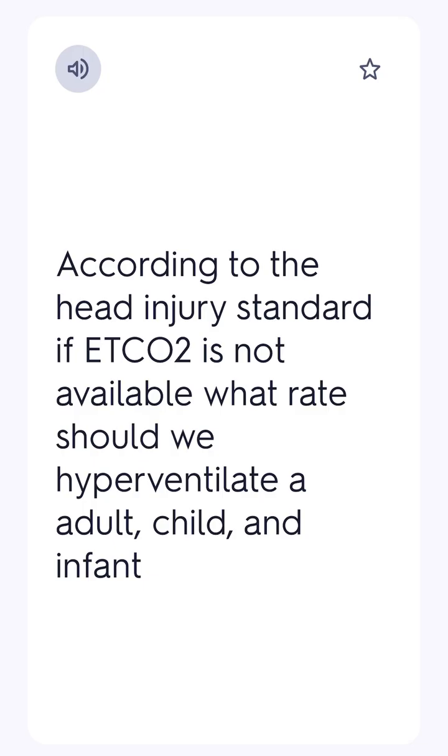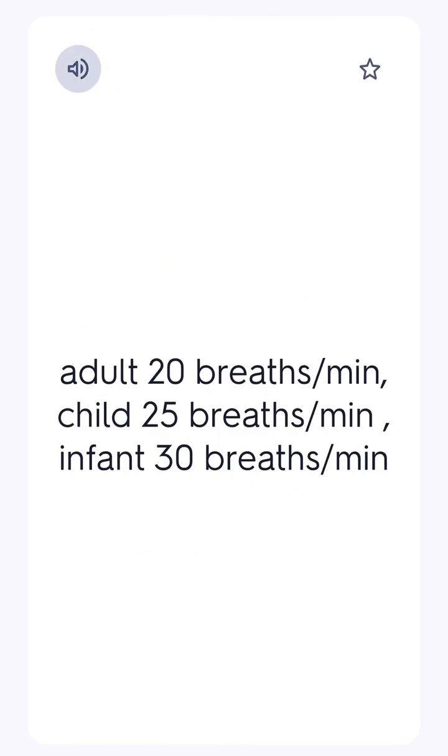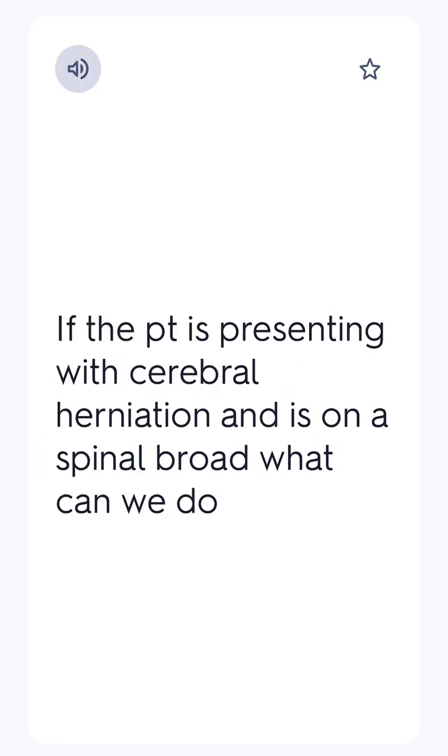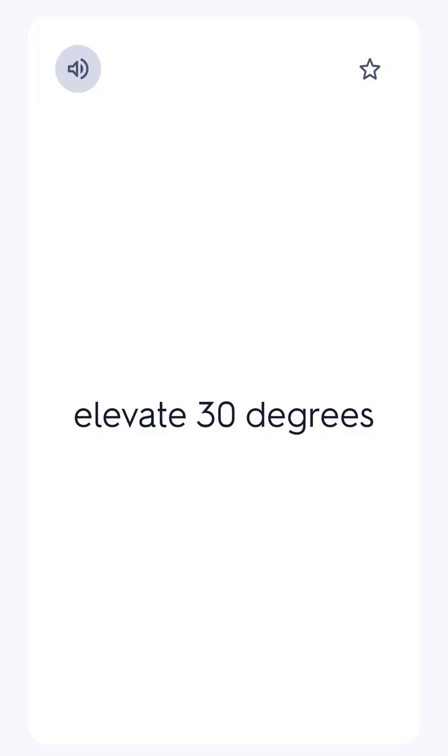According to the head injury standard, if ETCO2 is not available, what rate should we hyperventilate adult, child, and infant? Adult 20 breaths per minute, child 25 breaths per minute, infant 30 breaths per minute. If the pt is presenting with cerebral herniation and is on a spinal board, what can we do? Elevate 30 degrees.